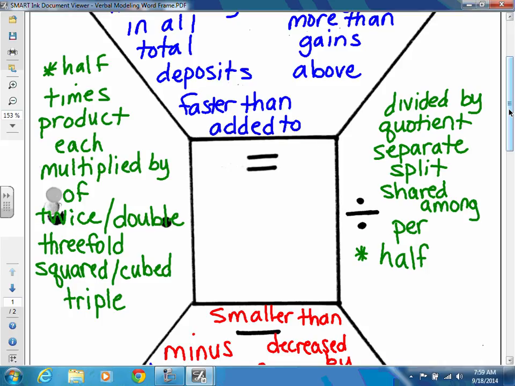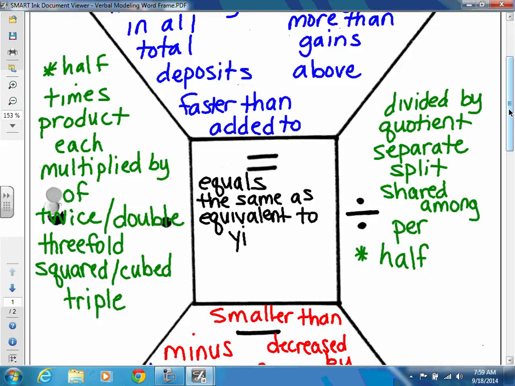All right, so now we want to tackle the center box of the frame, which is your equal sign. And most of these words, if not all of them, should be familiar, but there might be one or two that you hadn't thought of before that does mean to equal. All right, obviously the most normal one and the one that you've seen the most is the word equals. Okay, along with that, you're going to have the same as. That phrase means to put an equal sign. Equivalent to is another way to say it. Yields is more of a science word, but in math it would translate into an equal sign. Okay. The word gives.